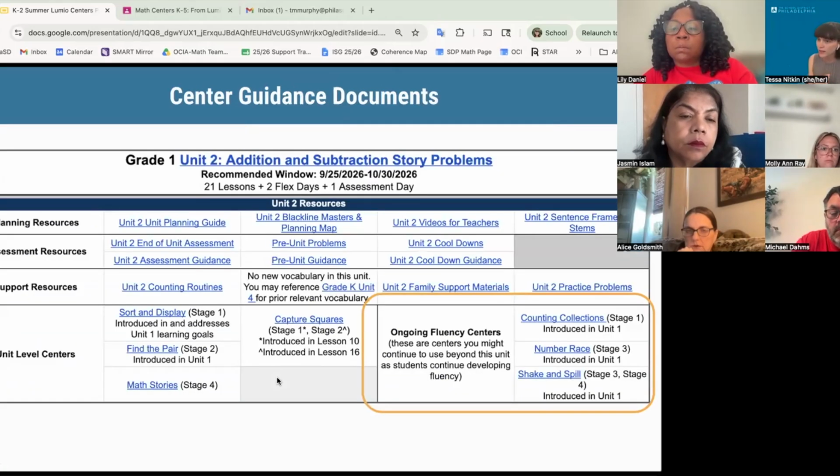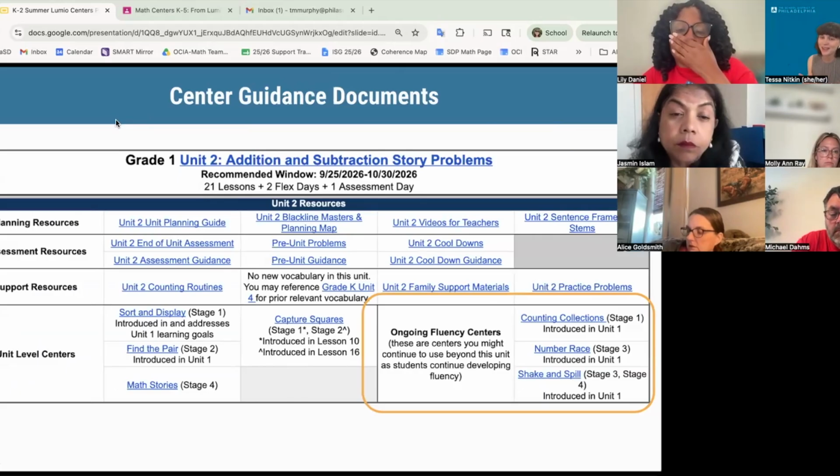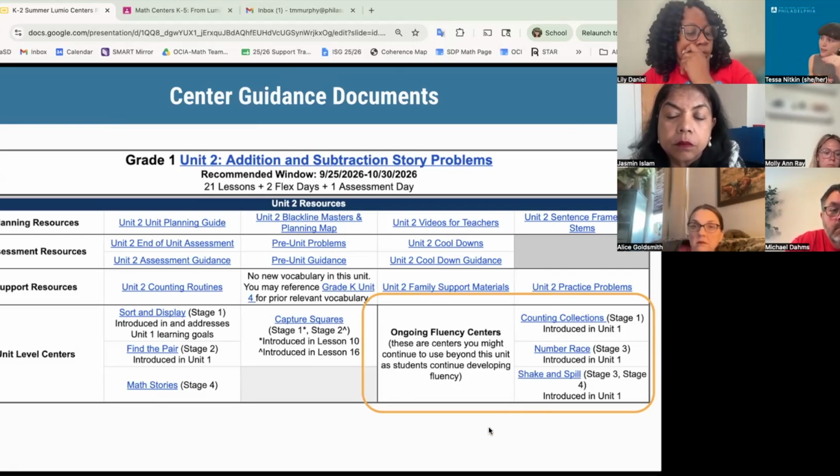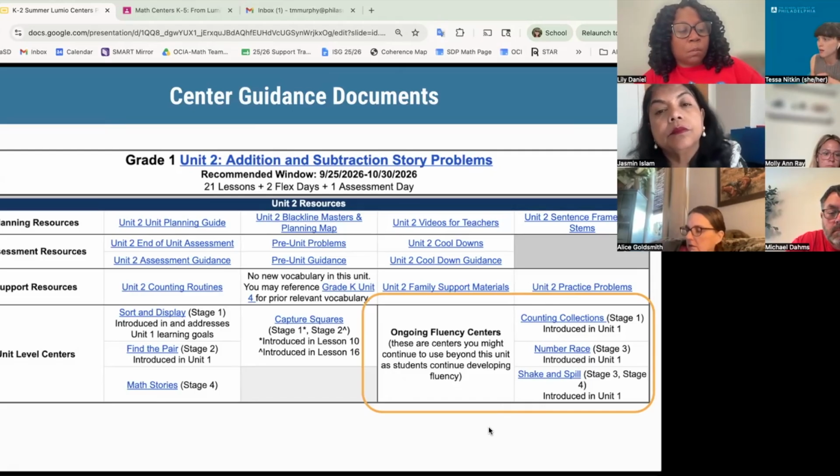Okay, how do we find these centers? In our planning and resource guides, which is just the new name for pacing guides, at the top of every unit there is a row that says unit level centers, and then it says ongoing fluency centers. Those are the centers that are there to support fluency. And like we just saw, adjusting the stage there adjusts the type of facts that students are working on, whether it's foundational or derived.